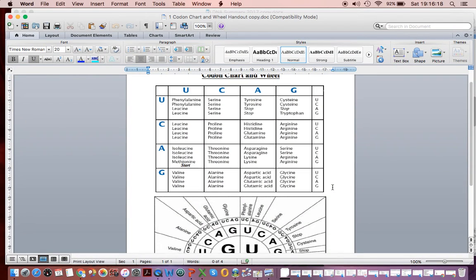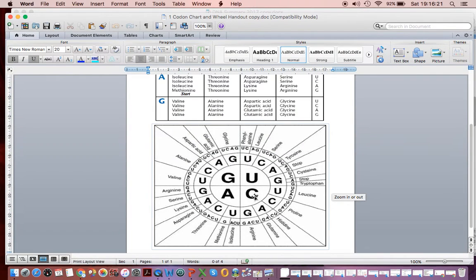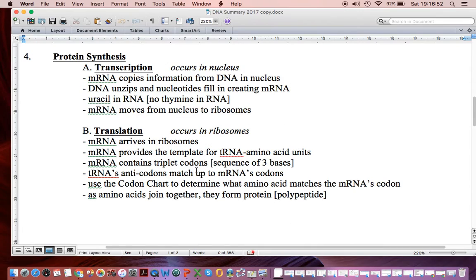So you have this chart, and many students said they like this thing better, the wheel rather than the chart. And so if you had something that went, say, A, and then an A, and then a C, well, then you can see it's going to be asparagine, just like that. And you might just write down the first 3 letters of it. That would be fine. If you had something that was UAC, then it's going to be tyrosine, UAC, tyrosine. So make sure you know how to use that chart.